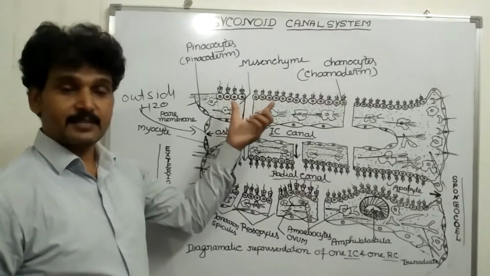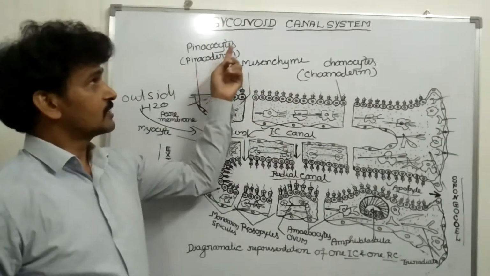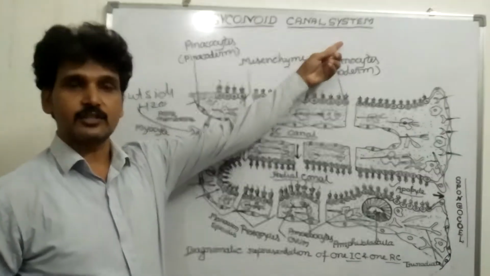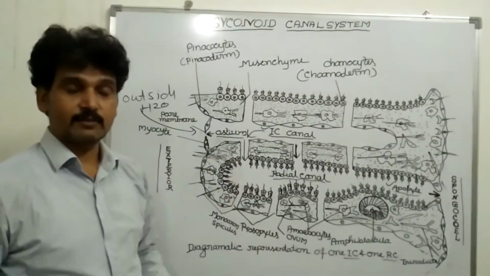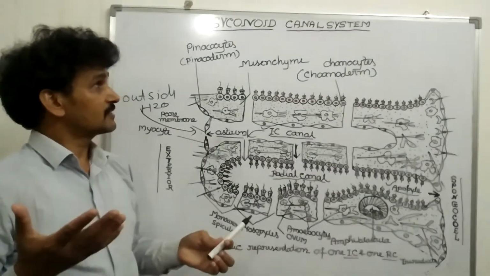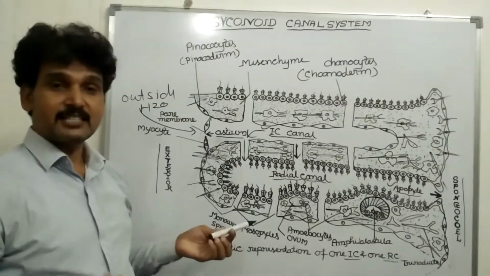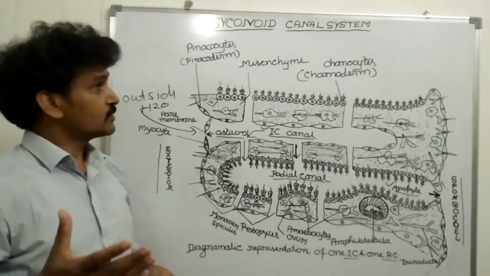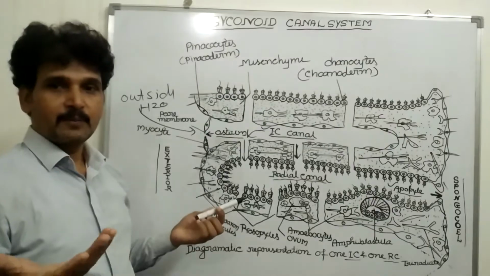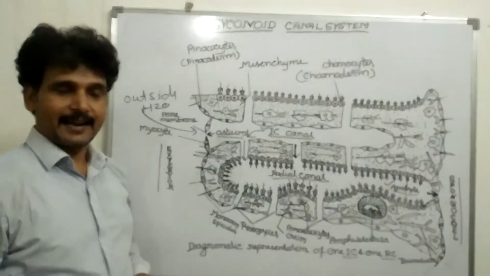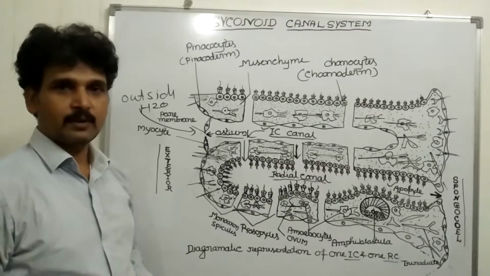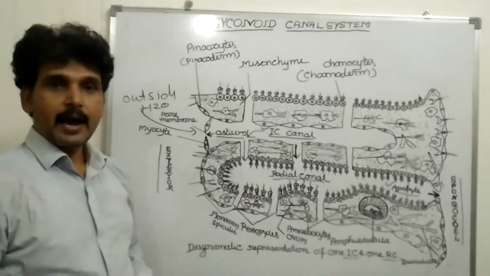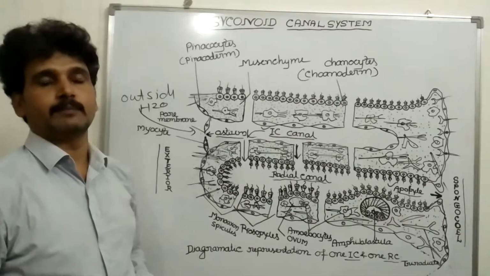There is a description about the cycloid canal system. The cycloid canal system is constructed in such a way as to form pores and canals. That is called the canal system or aquiferous system.